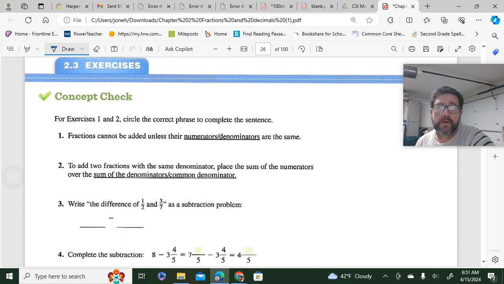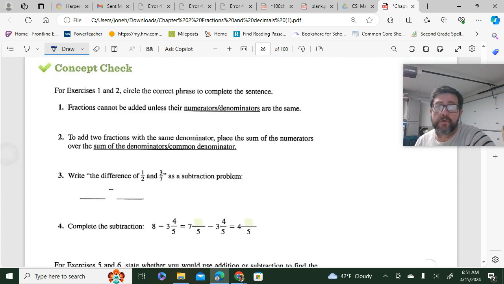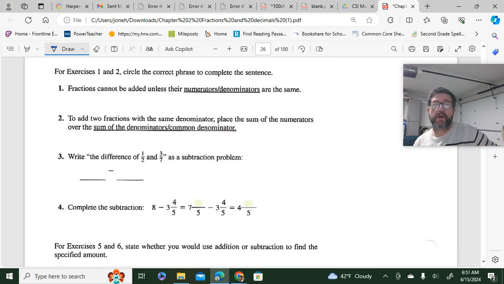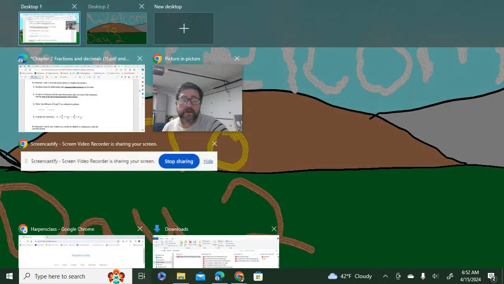Okay, now we are at the end of section 2.3, concept check. Fractions cannot be added by hand unless their denominator is the same. And the calculator does all the same work for you. It doesn't do them without making the denominators the same. It just does it for you.